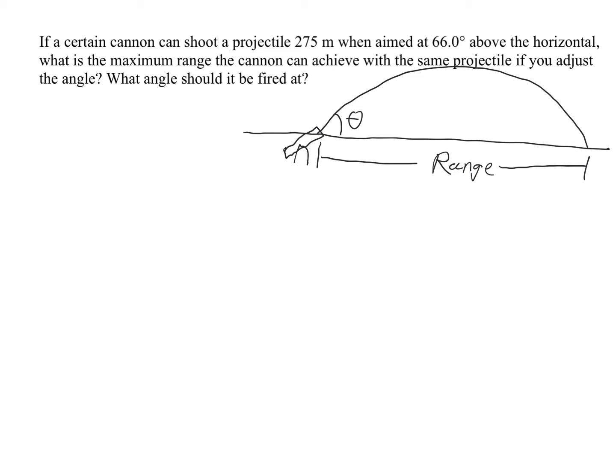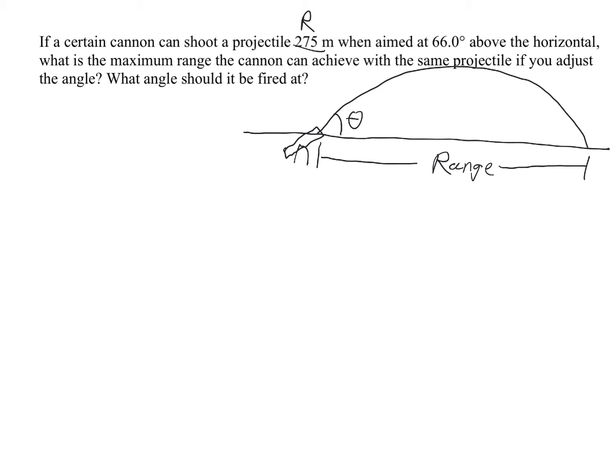So here's the situation, and it's kind of confusing because we're told that there's this cannon that shoots a projectile 275 meters, so that's the horizontal distance. This is what we call a range value, when it's aimed at a 66-degree angle above the horizontal.